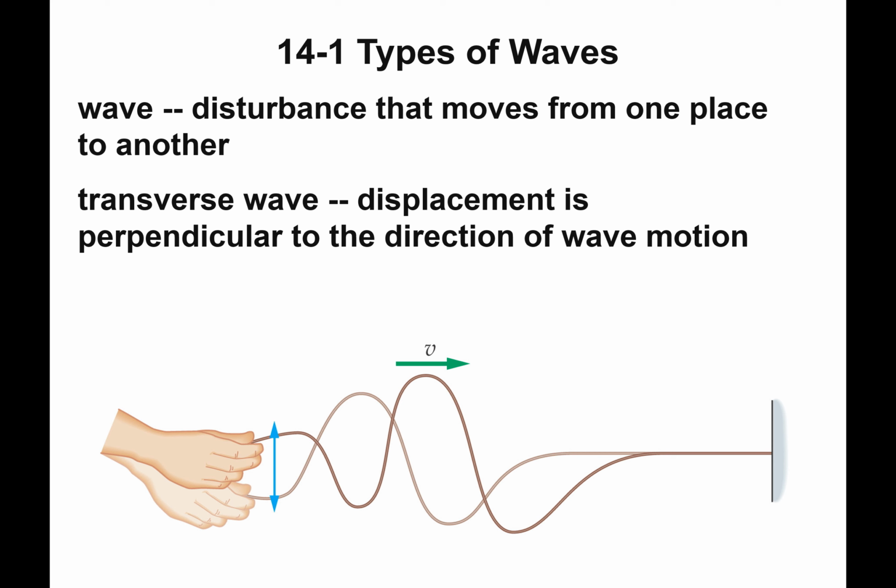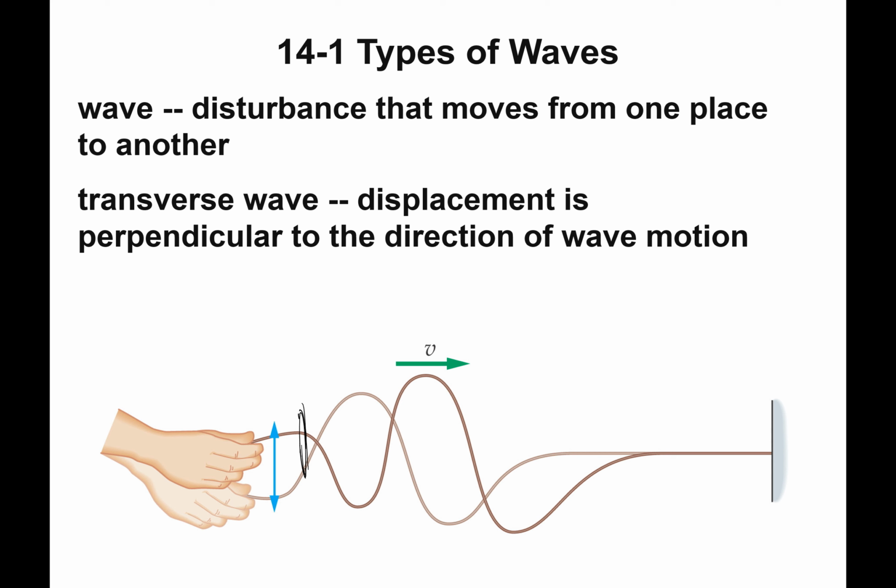So here, the string is moving up and down as the person is flicking it, but the wave itself travels from their hand over here to this barrier. So the wave goes this way, but the individual particles are moving up and down. This would be much like if you're going to do a wave at a stadium. So the individual people move up and down, but the wave moves from side to side, or maybe from the top of the stand down to the bottom.